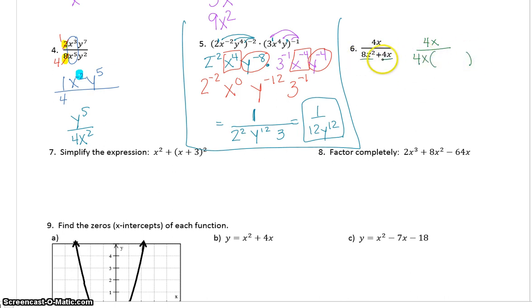And remember, if you start with two terms, you end with two terms. So 8x squared divided by 4x would be 2x, and then 4x divided by 4x is just 1, so 2x plus 1. The reason why we did that is because now you can see that the 4x's cancel, and we get 1 over 2x plus 1.